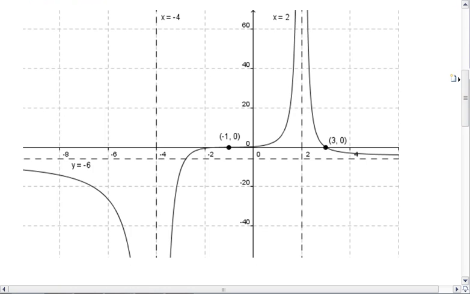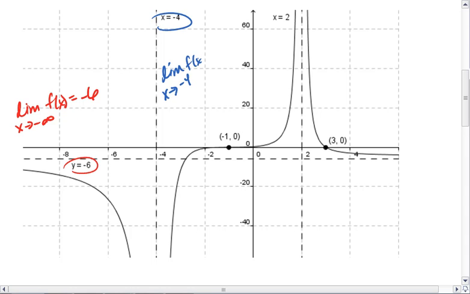Alright, in our graph, we should be familiar with this from all the rational functions we've been graphing. We notice that the limit as x approaches negative infinity, so as we move really far to the left, the limit of our function is negative 6 because my outputs are going to negative 6. Let's now look at this vertical asymptote. We see that the limit as x approaches negative 4 is negative infinity because as I go from the left and the right, my outputs are both going down to negative infinity.